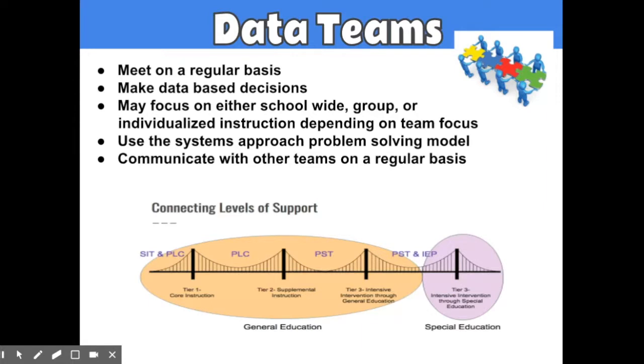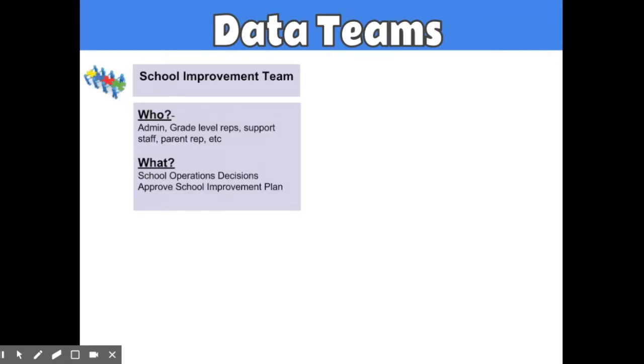The illustration at the bottom of the screen indicates the focus of the varying teams and illustrates the communication connections that exist between data teams. The data teams that you're probably already familiar with are seen here. First, the school improvement team, traditionally made up of administrator, grade level representatives, support staff, a parent rep, and others. That team typically meets to discuss school operational decisions and approve the school improvement plan.